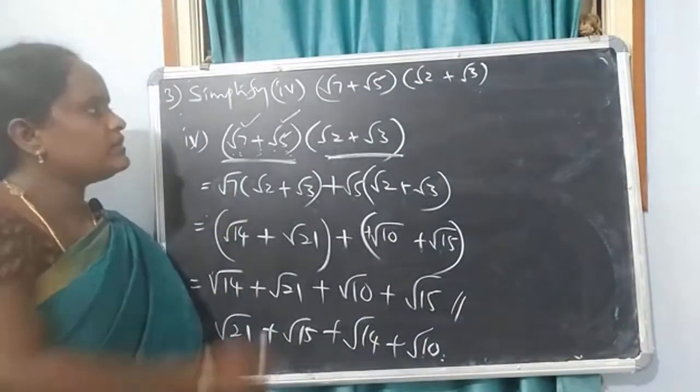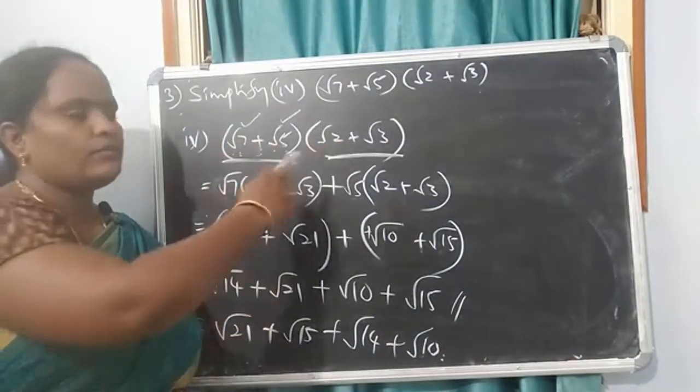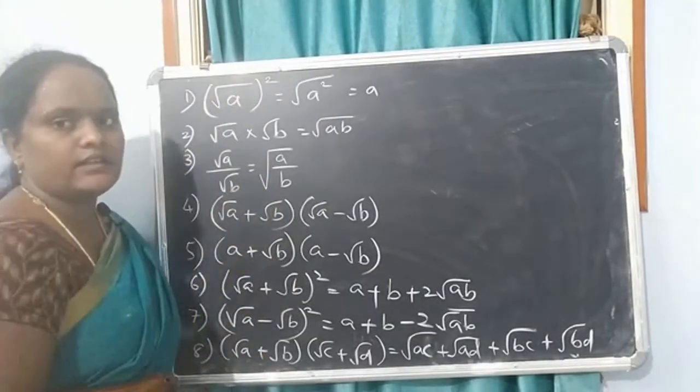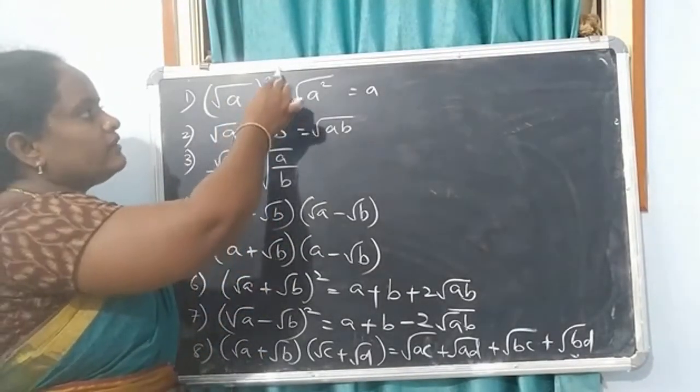So like this we have to multiply binomial by binomial. From the above problem, I just listed the following: root a whole square, square and square root get cancelled, that is a.